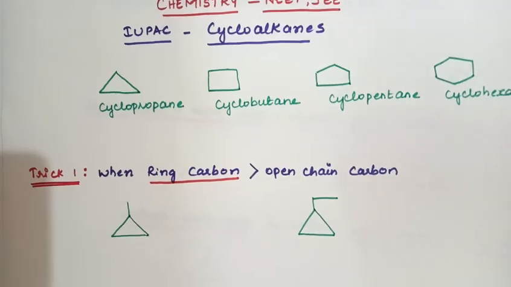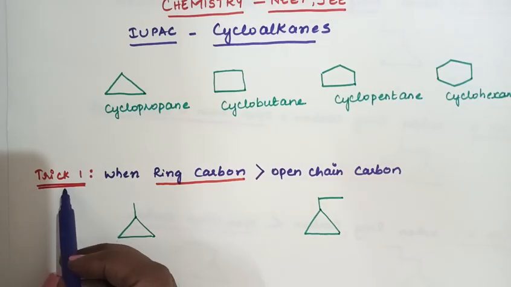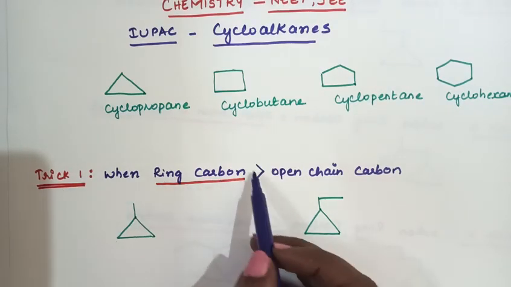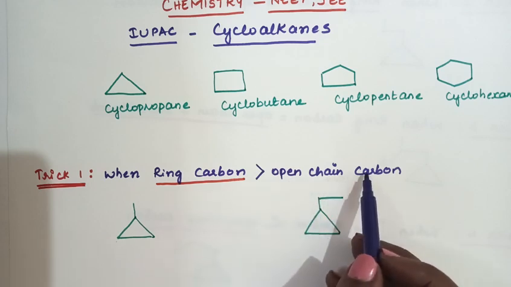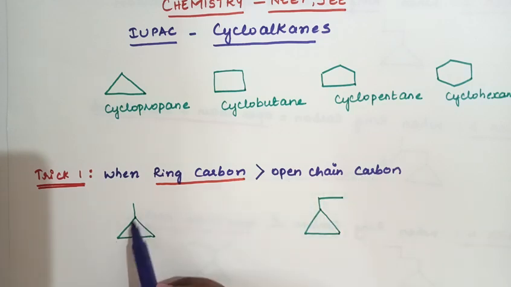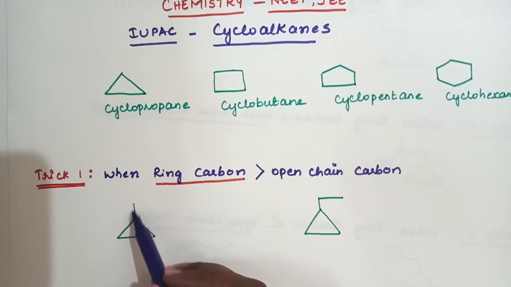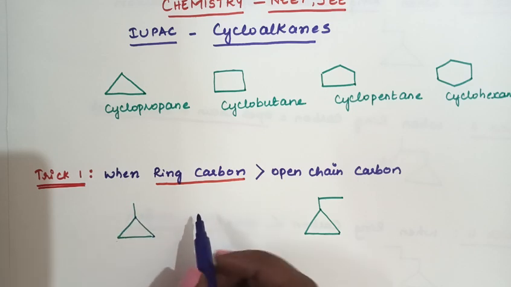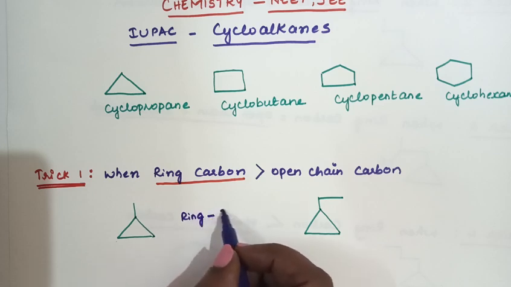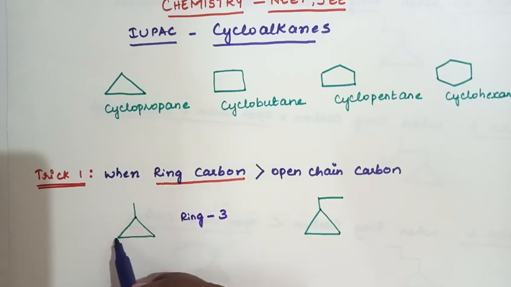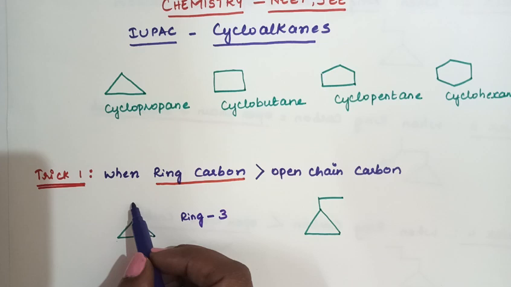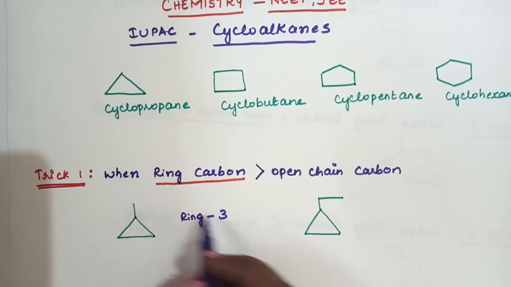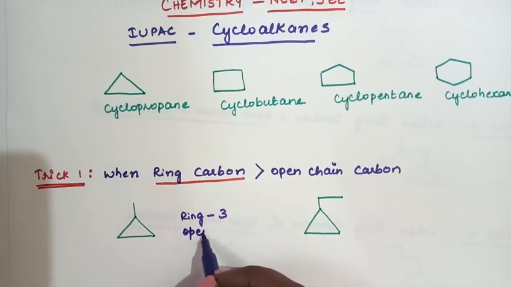So this is the first trick. What is the first trick? When the ring carbon is greater than the open chain carbon. Students, see here, this is the ring carbon, and here this is the open chain carbon. How many ring carbons are there? We will write here, a ring has 3 carbon atoms, 1, 2, 3, and this is the open chain which has 1 carbon atom.